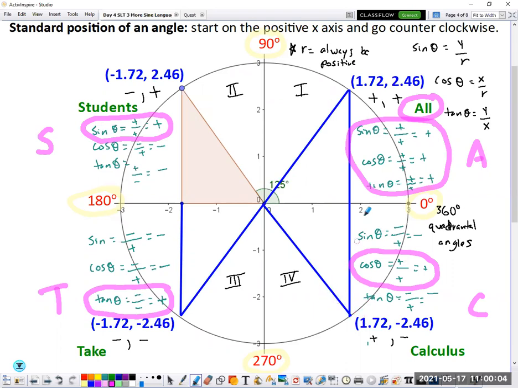But this is just a way for you to remember, if my terminal ray is in this quadrant, this is what I should get in terms of a sign. Think about what I just said, sign. Sign, like, is it positive or negative? The sign.